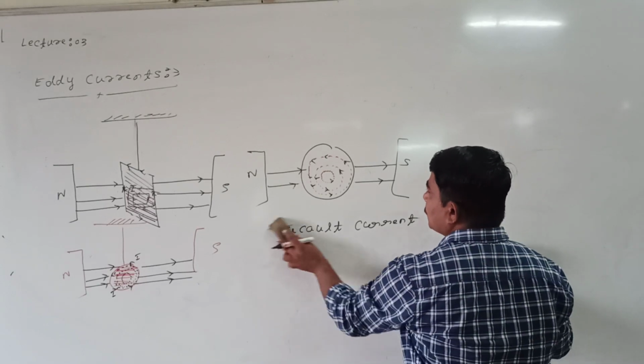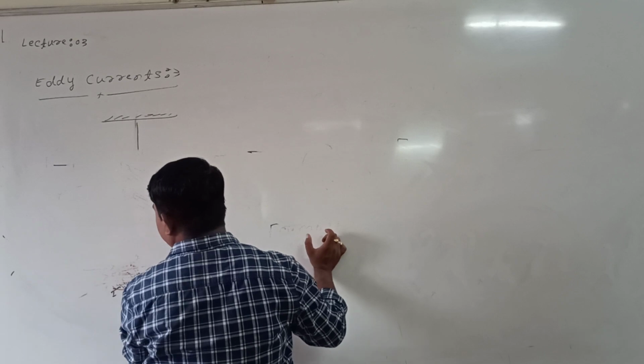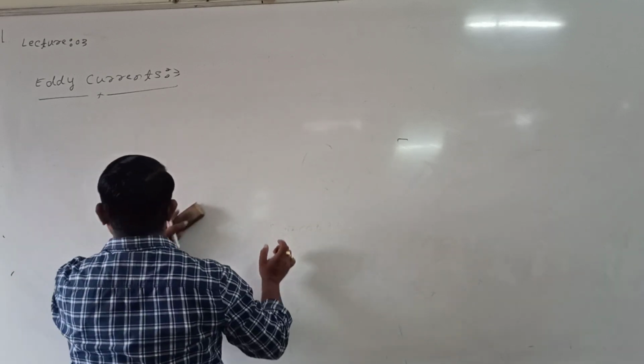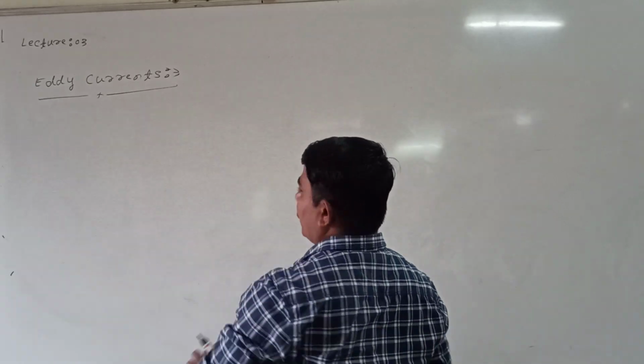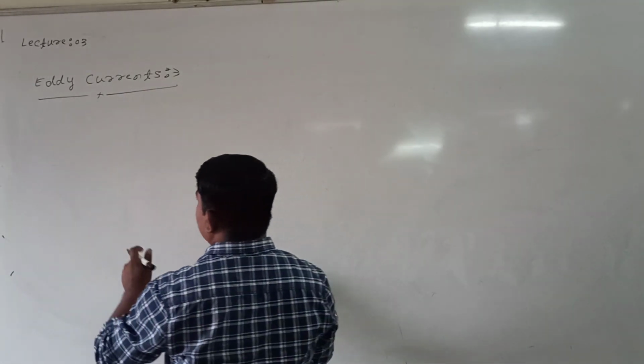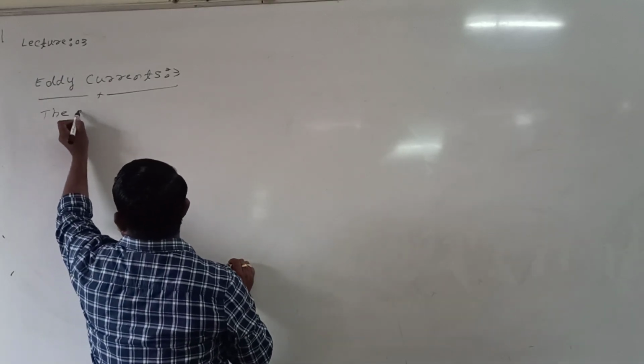Look at it here. So, shall I go for the definition of the eddy current? See here. How to go to the definition of the eddy current? Look at it. How to write? The circulating current produced, or circulating current induced.